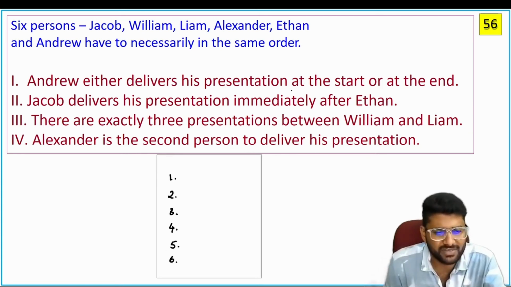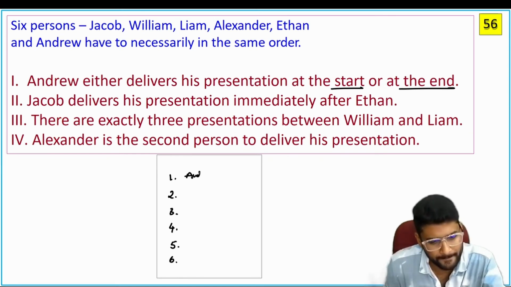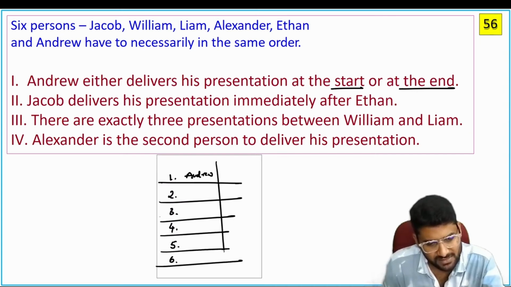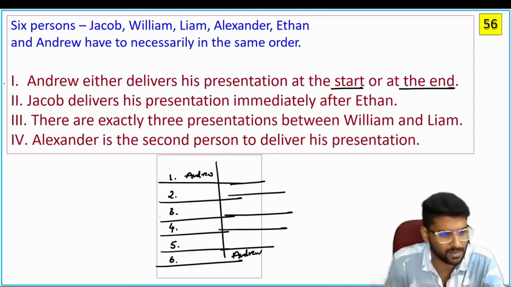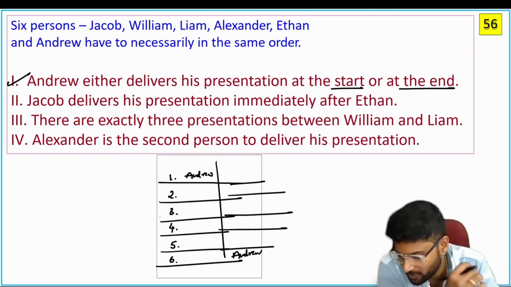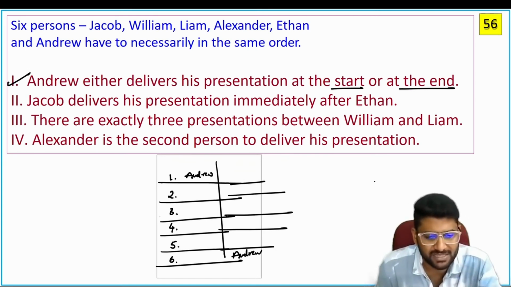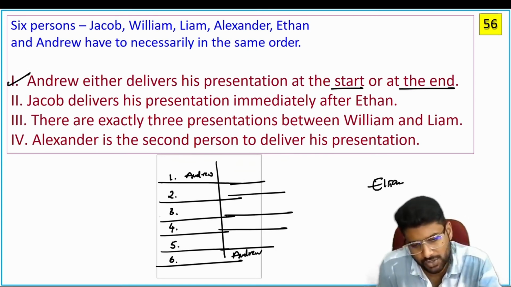Now Andrew can either deliver his presentation at the start or at the end. Two possibilities. Andrew can be the first person to deliver his lecture or the last person. Yes, we have two possibilities in information one. Next, Jacob delivers his presentation immediately after Ethan. Jacob is immediately after, so too many possibilities.